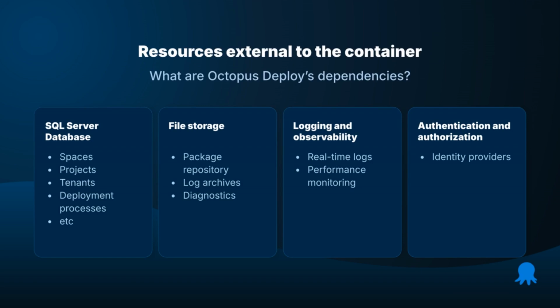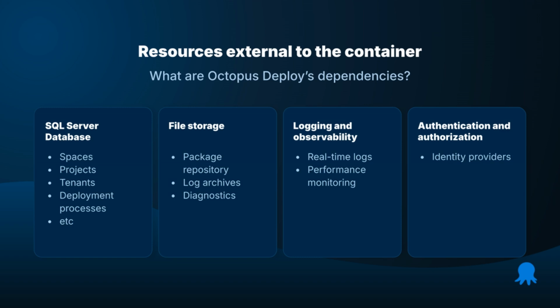So in terms of Octopus Deploy, there's a few resources that Octopus Deploy is dependent on that exist outside of that container. The most obvious one, of course, is the SQL Server database. This is where we store information about the different spaces, the projects, the tenants, and the deployment processes. We also have a dependency on file storage. So if you use the inbuilt package repository to store your releases, they are stored on file storage. We also archive log files there and store some diagnostic data in file storage.